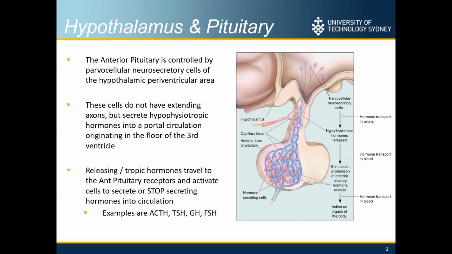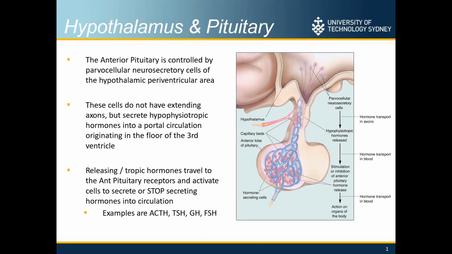Releasing hormone or trophic hormone travels to the anterior pituitary and binds to the receptors. This activates the cells to secrete or stop secreting hormones into the circulation.